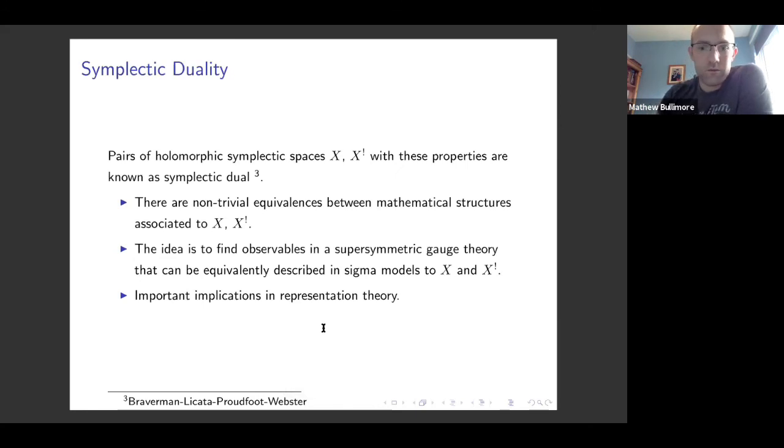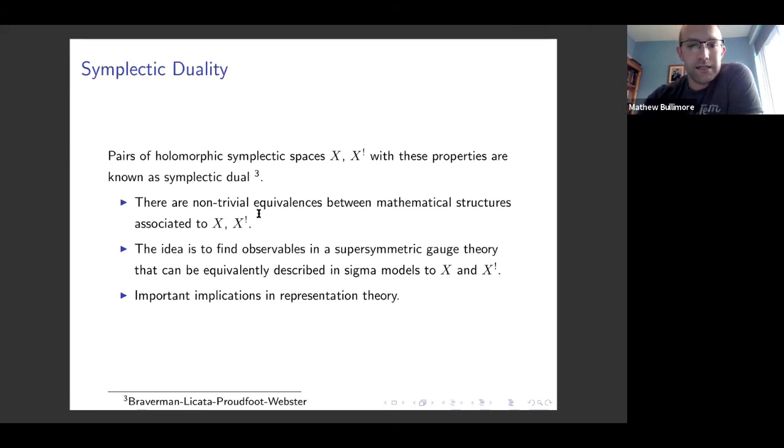And this is an idea that was introduced by, I can see that I've made a typo in the authors here. I apologize for that. So this was a concept that was introduced in representation theory. Sorry, this should be Braden, Licata, Proudfoot, and Webster.